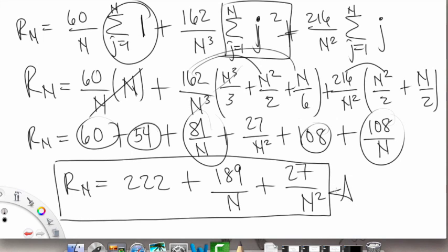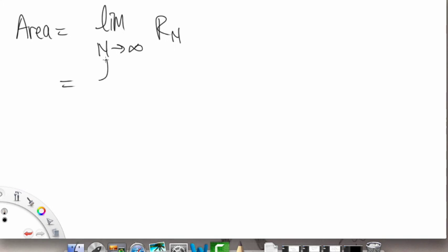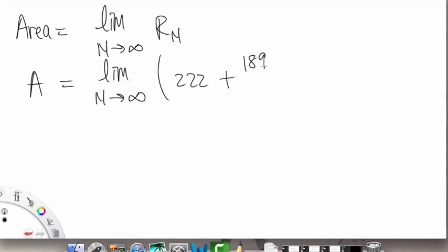So now what we have to do from there, yes, there's more. There's always more. But anyways, what we're going to do is express the area under our curve as the limit of that approximation as n goes to infinity. So our area is going to be the limit as n goes to infinity of r sub n. So we're just going to plug in what we had. So area is going to equal the limit as n goes to infinity of, and we'll plug that in, 222 plus 189 over n plus 27 over n squared.